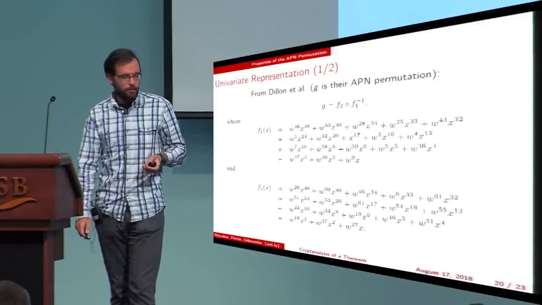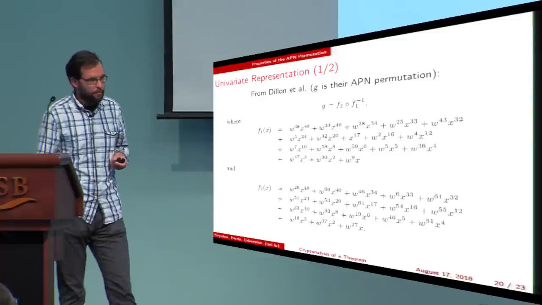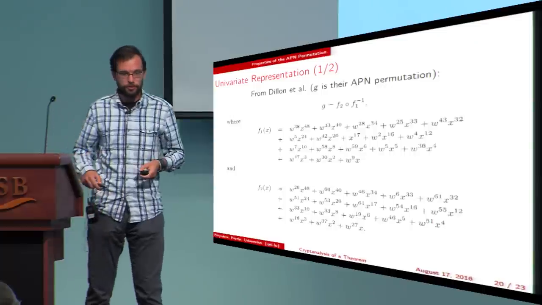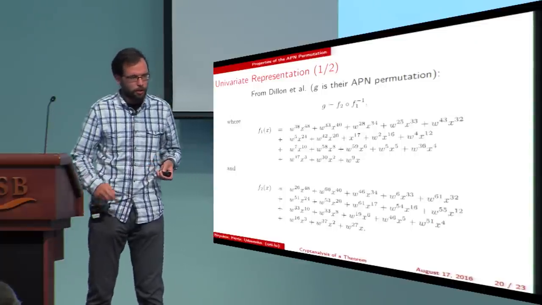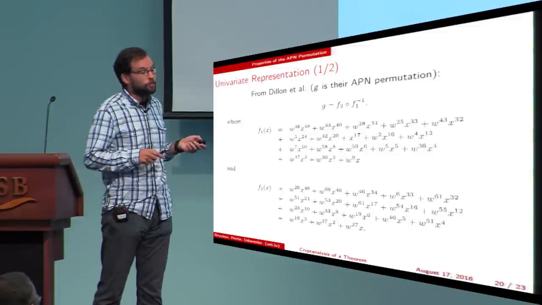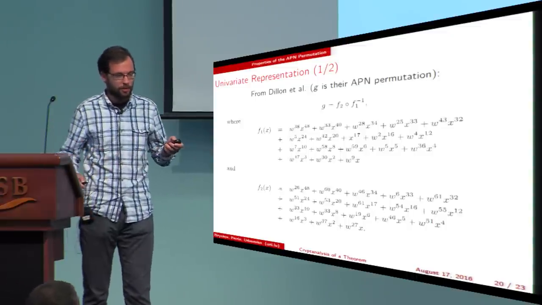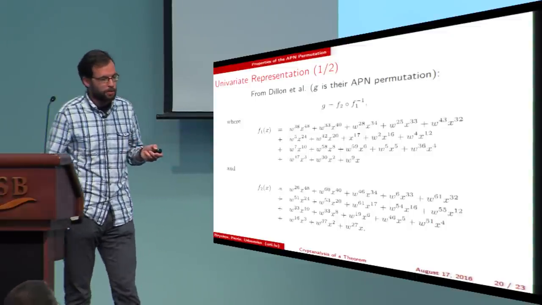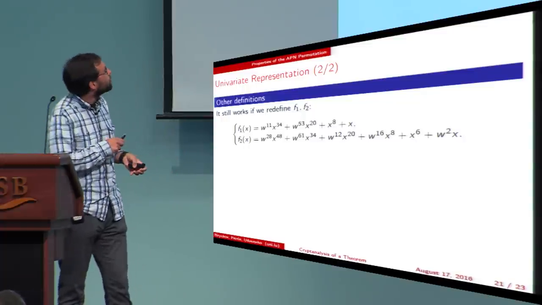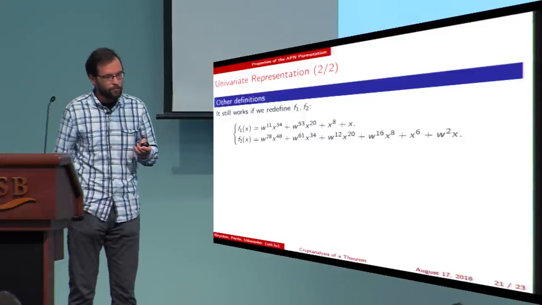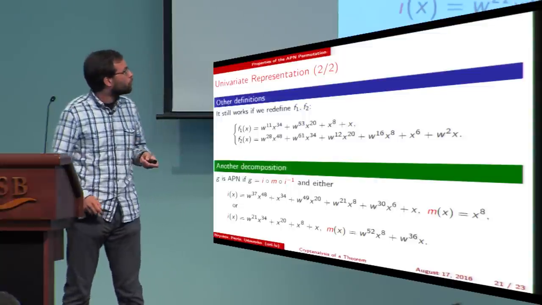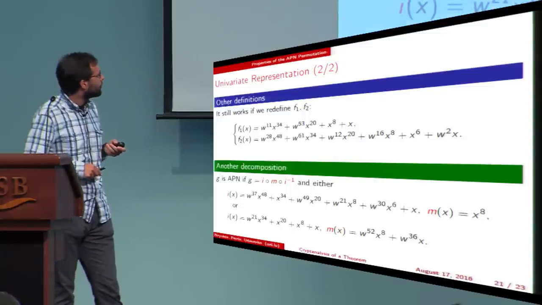Additionally, in Dillon and others' paper, they present a univariate representation of this APN permutation, where it's a composition of two functions, where each contains like 18 monomials. So it's quite complex. And using our decomposition, we managed to find a much smaller representation with only like 4 and 6 monomials. Or using a composition of three functions, an even more compact representation.